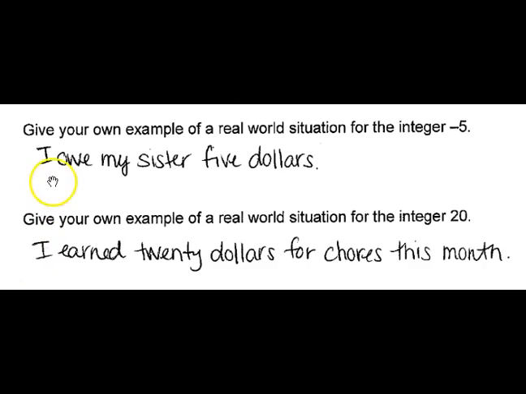My 2 examples were that I owe my sister $5. The key word here is owe. That represents a negative number in math. And I earned $20 for chores this month. Earned means that I gained that amount, so that would be a positive 20.